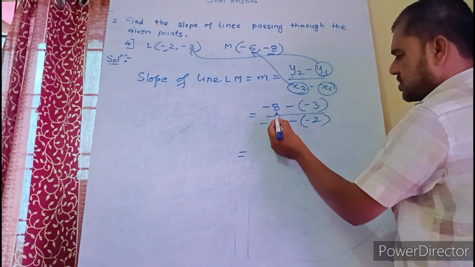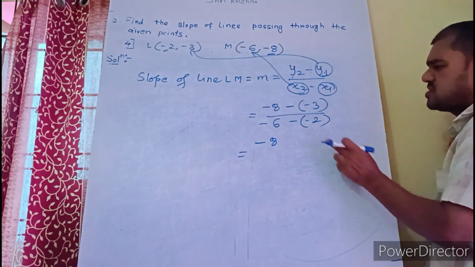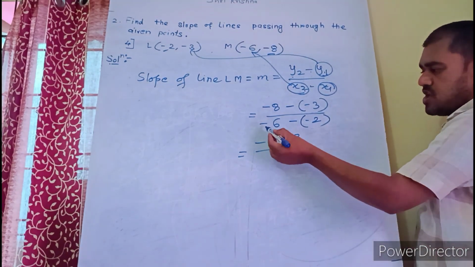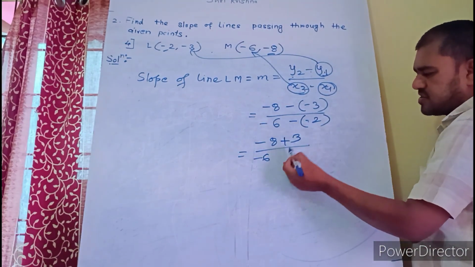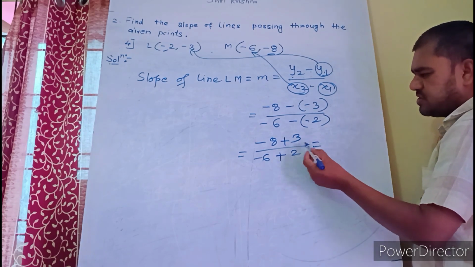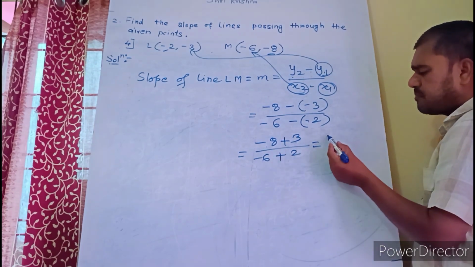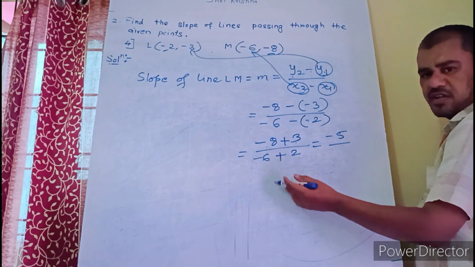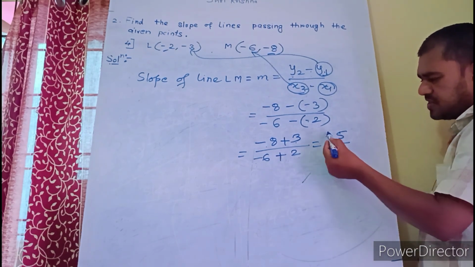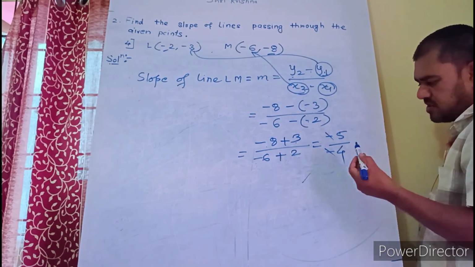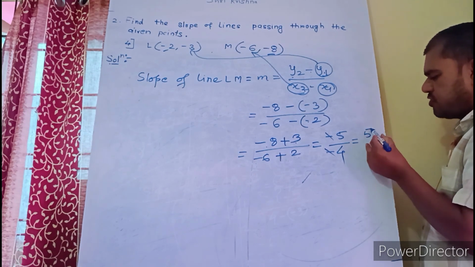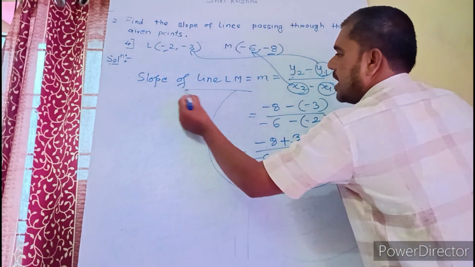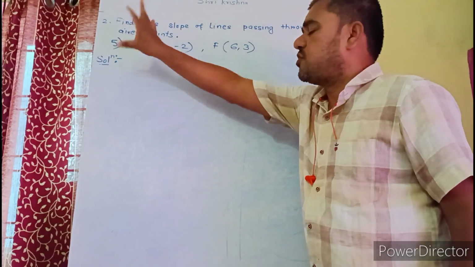Now this will be equal to -8 plus 3, as minus minus is plus, divided by -6 plus 2, that is -5 divided by -4. This minus and minus get cancelled and becomes plus, equal to 5/4, which is nothing but the slope of the line LM.